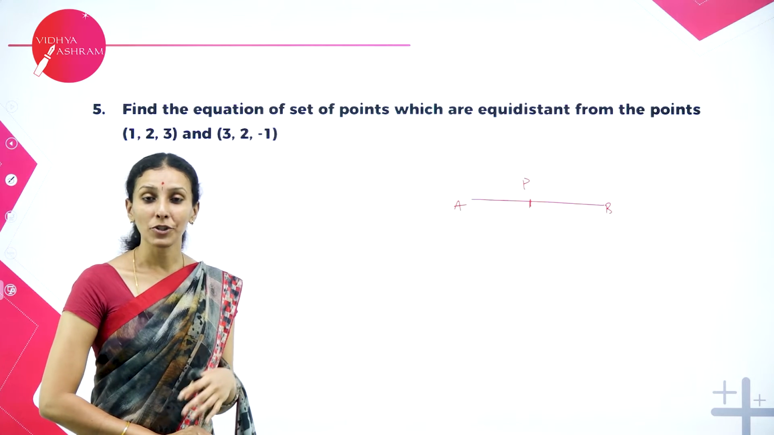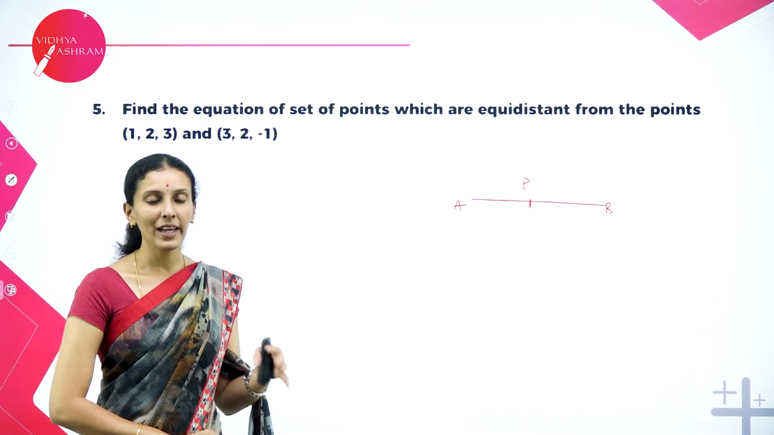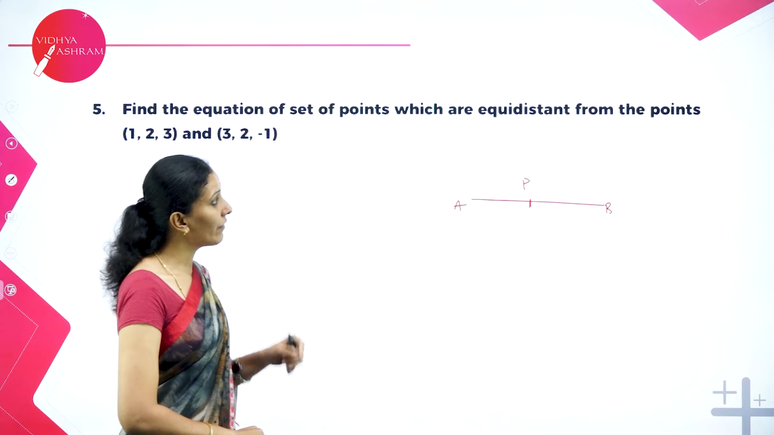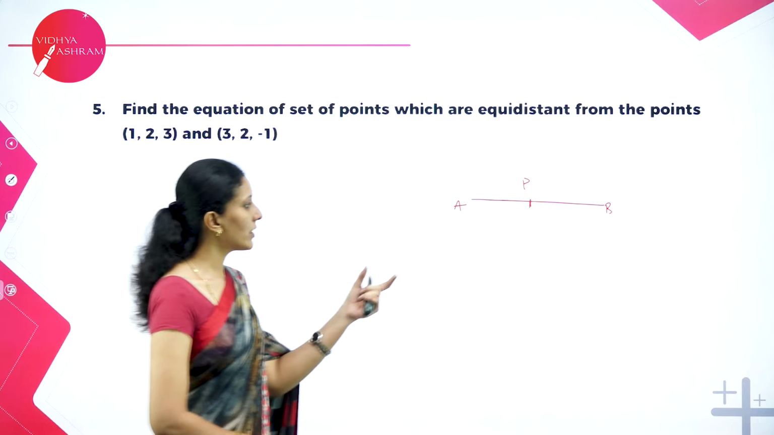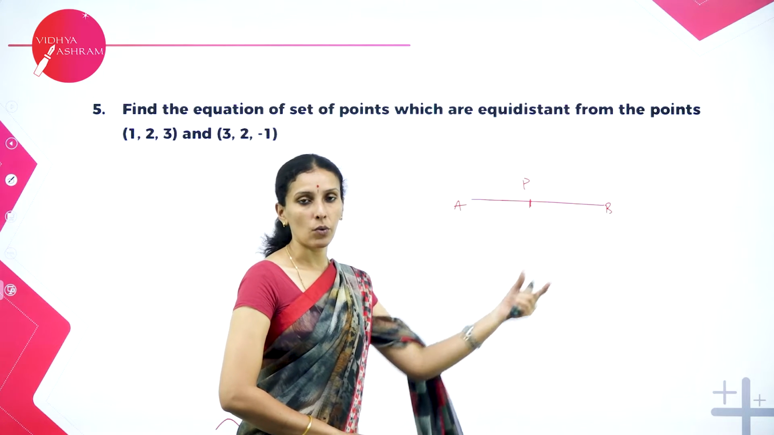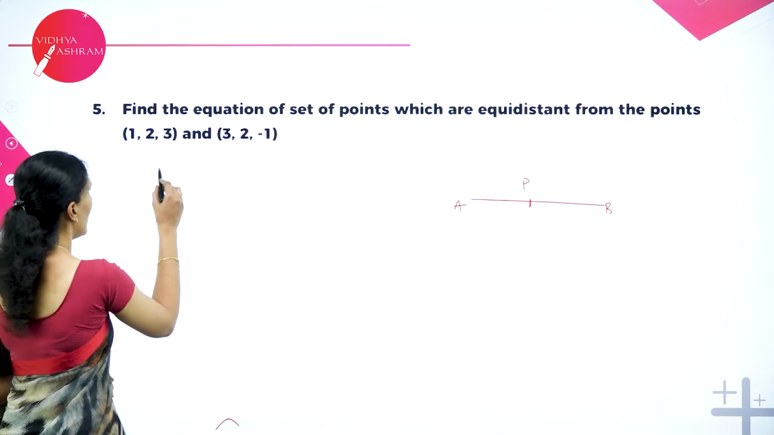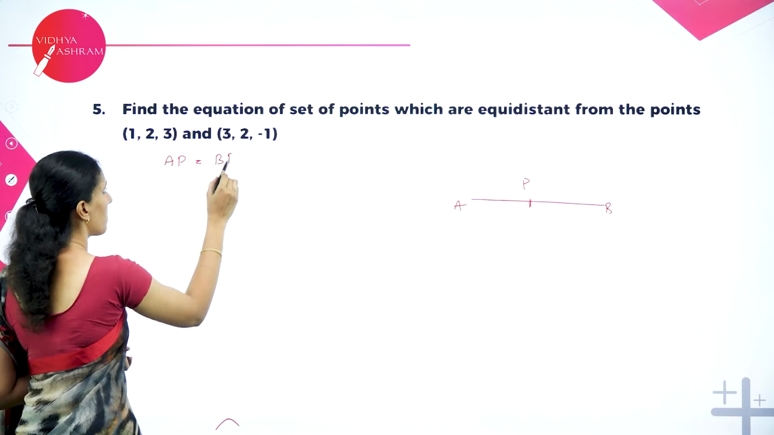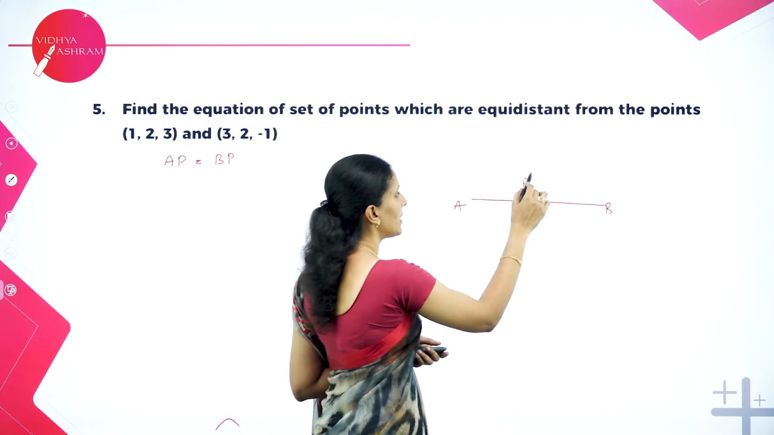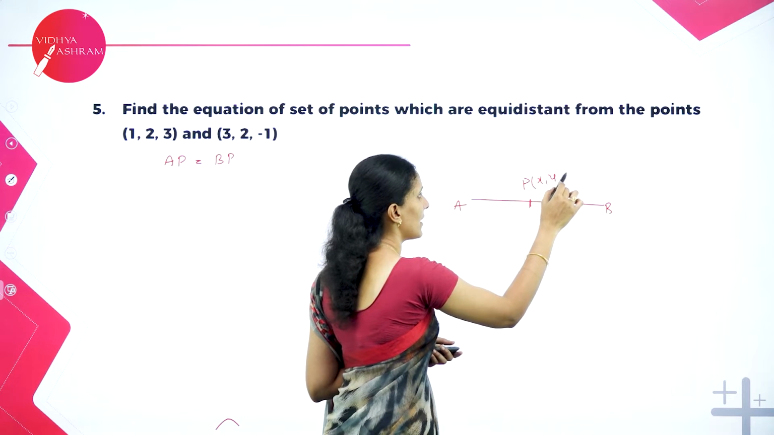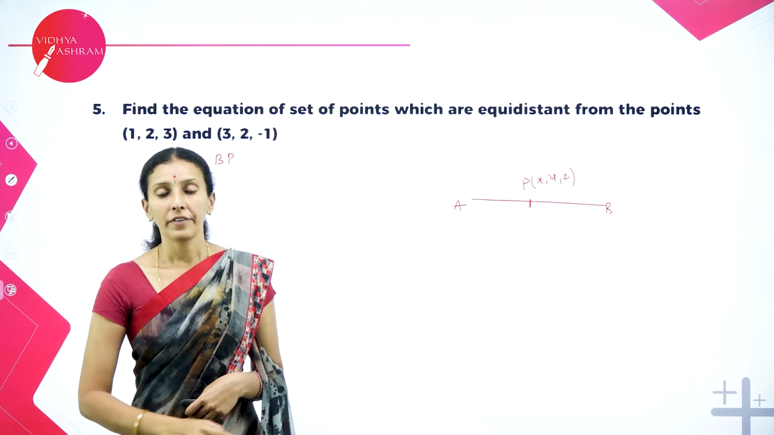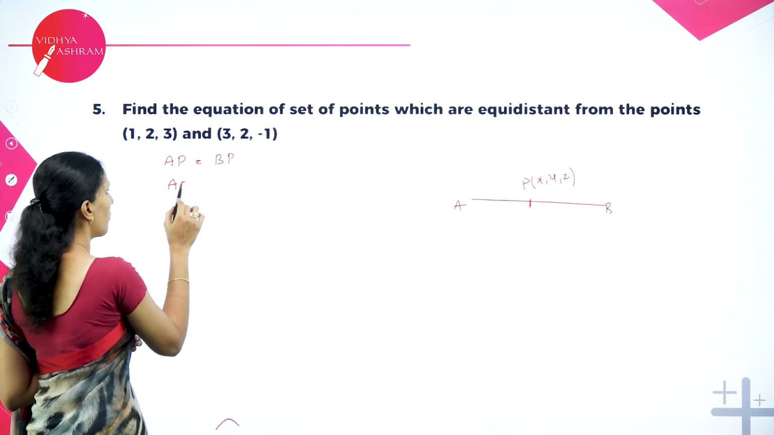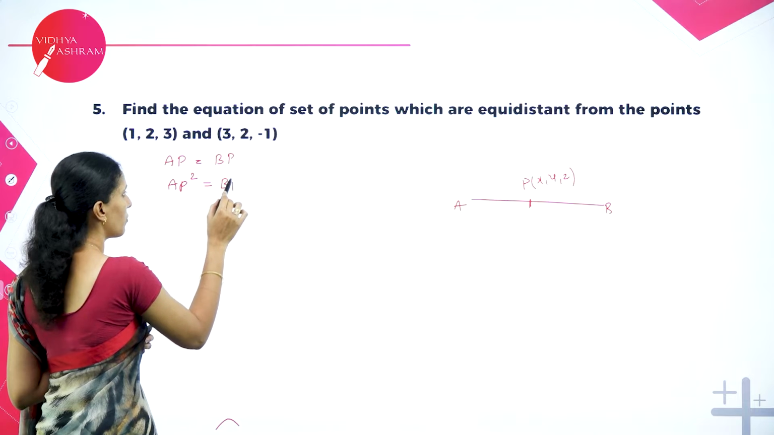Here I can apply two methods to find the coordinates of P. Let's see the first method. Here I can use the distance formula. They have given that it is equidistant, which means I can write AP is equal to BP. Now let me take P as the coordinate x, y, z. So if AP is equal to BP, what I can write here is AP square is equal to BP square.